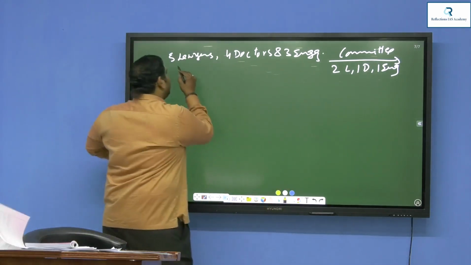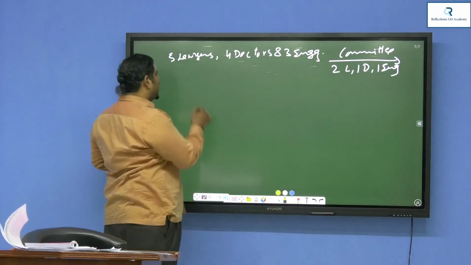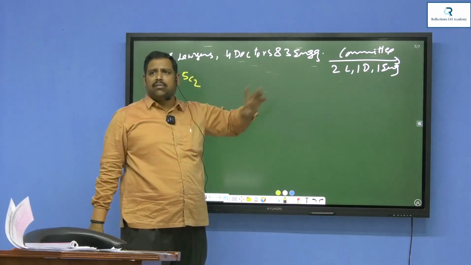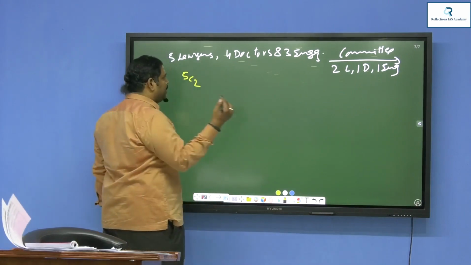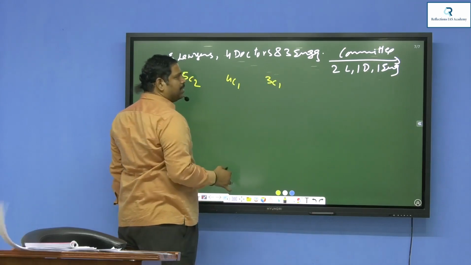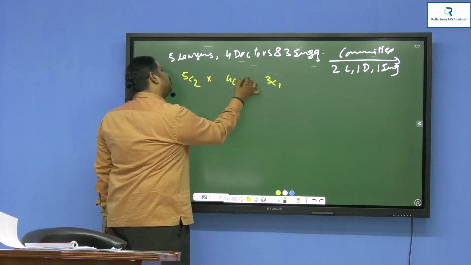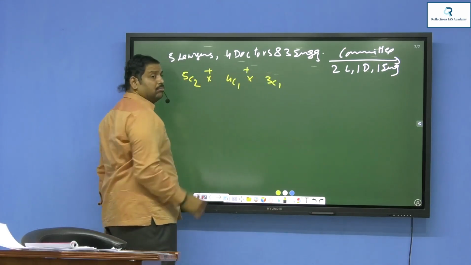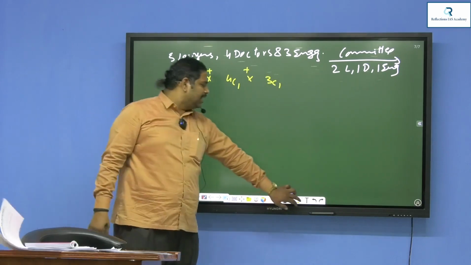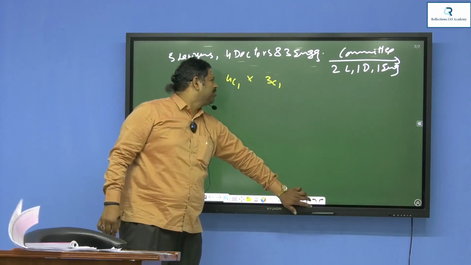From 5 lawyers you have to select 2. That can be done in 5C2 ways. From 4 doctors you have to select 1. That can be done in 4C1. From 3 engineers, 1. Now my question is, do I have to go with multiplication or with plus? Got my point? For this, I'll give you 3 types of explanations.